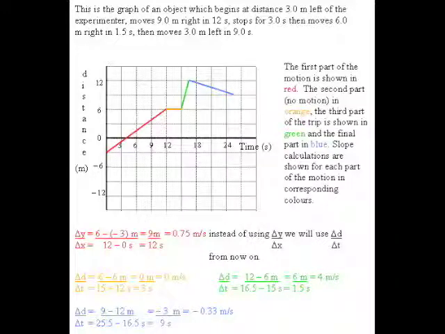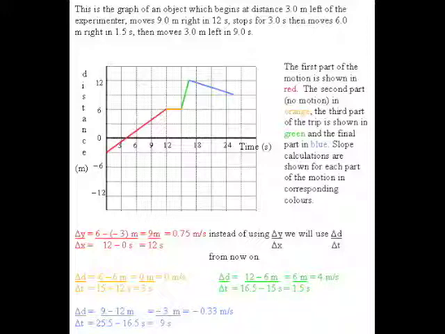This image shows a relatively simple experiment with many complex and very important ideas to grade 11 physics. It's a graph of a moving object which begins at distance 3 meters to the left of the experimenter. The object moves 9 meters to the right in 12 seconds, which we see in the red line.